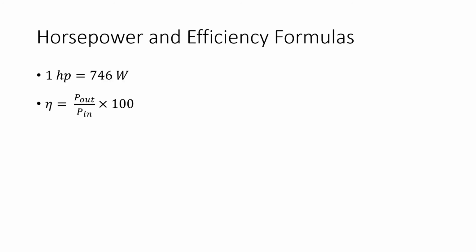So with respect to mechanical power and efficiency, these are the two equations that you need to know. 1 horsepower equals 746 watts, and efficiency expressed as a percentage equals output power divided by input power times 100.